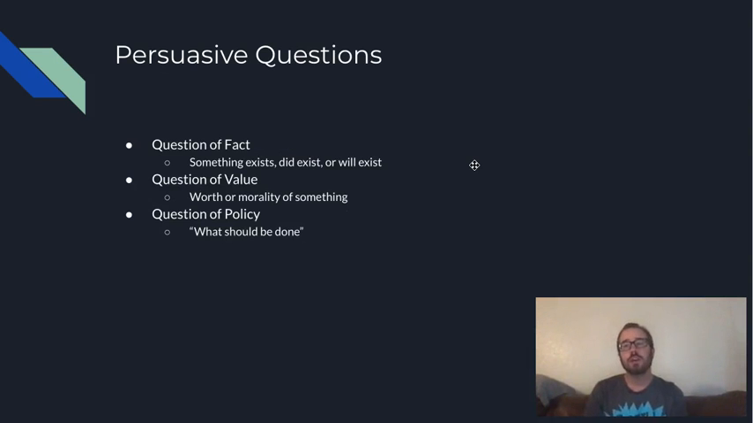So whenever we go into a persuasive speech, we have our persuasive goal, we know our audience, we know what we're trying to do, but we have to ask ourselves, is this goal a question of fact, a question of value, or a question of policy? Now, persuasive questions are a weird thing because they're not actually questions. We call them a persuasive question, but they won't be stated as a question, right?